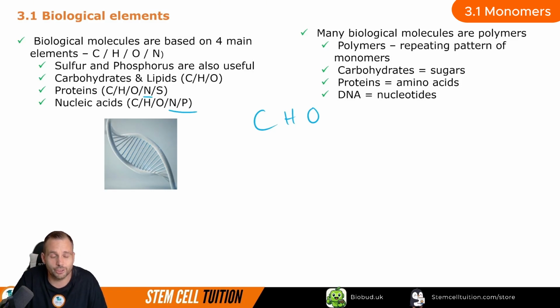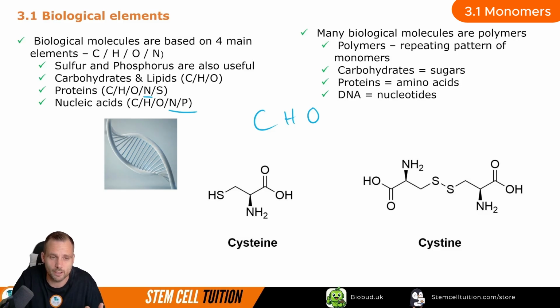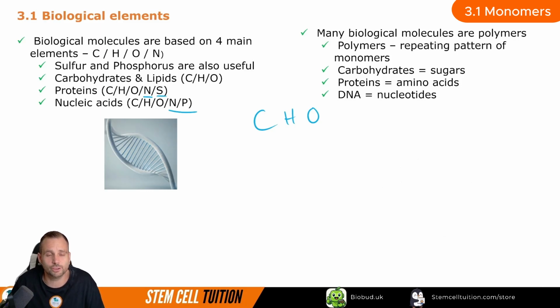Proteins are going to have nitrogen, and a large percentage of them are not going to have sulfur, but some of them will, and the main amino acid we look at on the course is cysteine, which is the only one that contains sulfur, but we refer to proteins as containing sulfur. And the difference between carbohydrates and lipids is the proportion of oxygen. Lipids have far less oxygen than carbohydrates do.